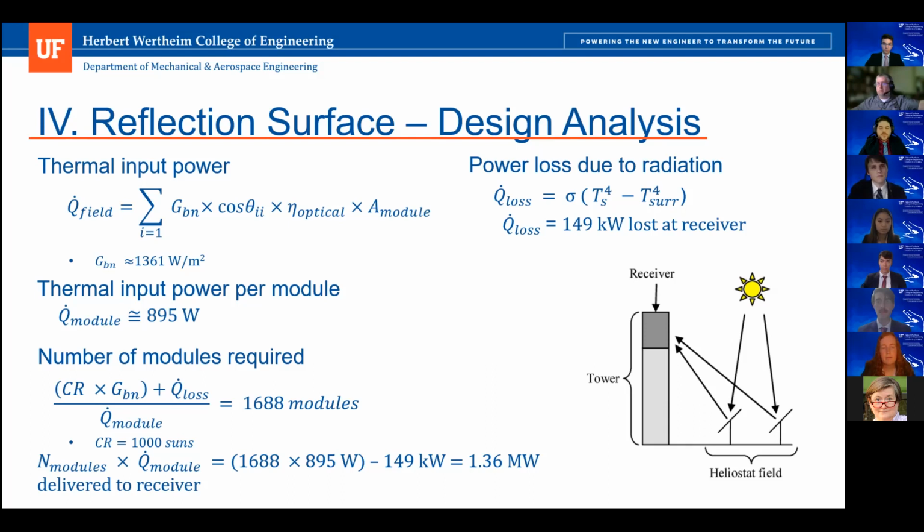Since we also needed a solar concentration equivalent to 1,000 suns, we used the average solar irradiance constant and multiplied it by 1,000, which gave us a new target of 1.36 megawatts. Adding to that the heat loss found before, we obtained a final target of 1.51 megawatts of power needed. Dividing the desired output by the power generated by our module results in a field with 1,688 modules in order to meet both design demands. Now, Chloe will introduce how the system is controlled.